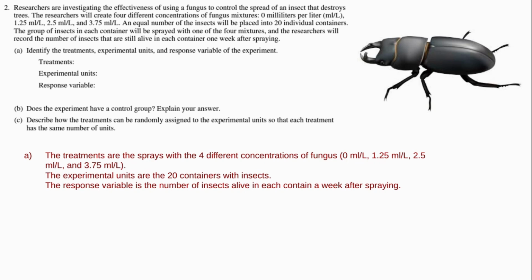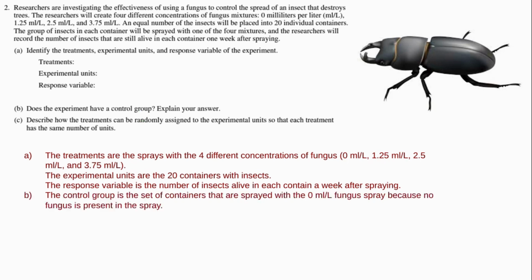All right, now let's look at part B. Does the experiment have a control group? Explain your answer. All right, let's see if we can explain our answer. The control group is the set of containers that are sprayed with 0 milliliters per liter of fungus spray because, of course, there is no fungus present in the spray.